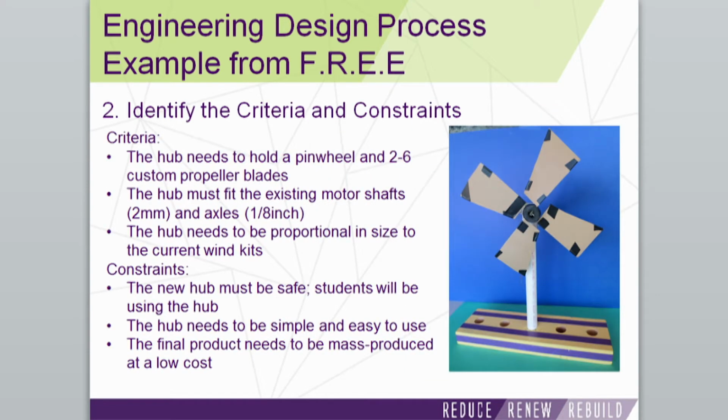Step 2. Identify the criteria and constraints. Criteria. The hub needs to hold a pinwheel and 2 to 6 custom propeller blades. The hub must fit the existing motor shafts of 2 mm and axles of 1/8 inch. The hub needs to be proportional in size to the current wind kits.